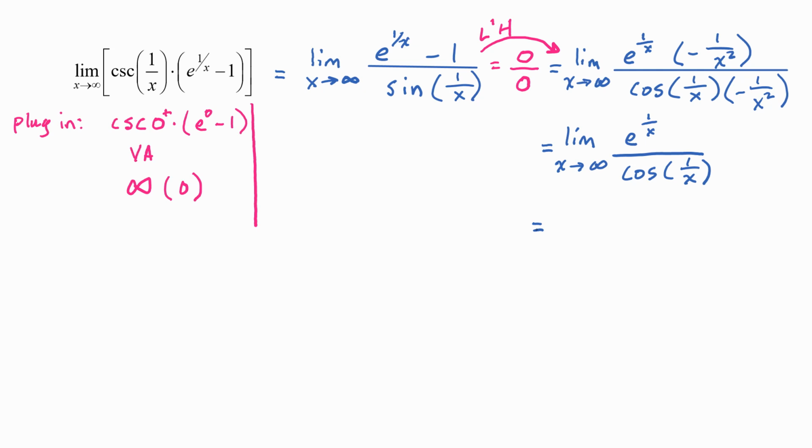Now let's try plugging in the values. If we put infinity in for x, the numerator becomes e to the 0. The denominator becomes cosine of 0. We know that e to the 0 is 1. Cosine of 0 is 1. So this whole thing becomes 1.